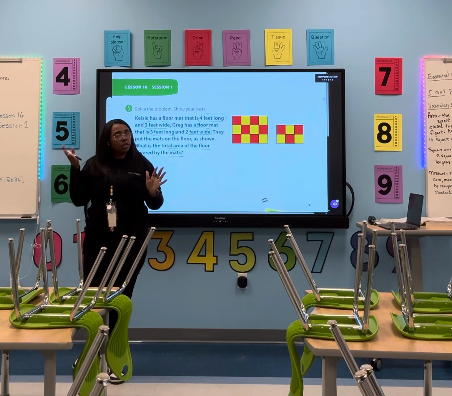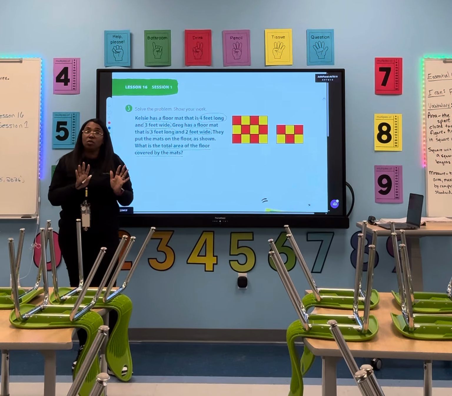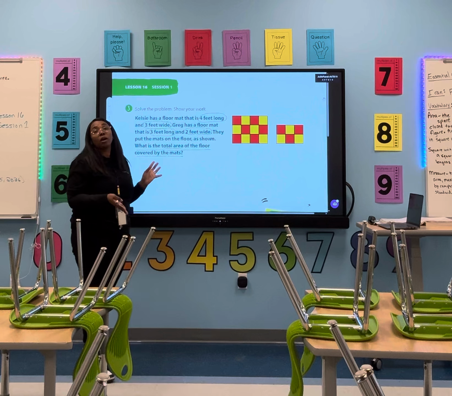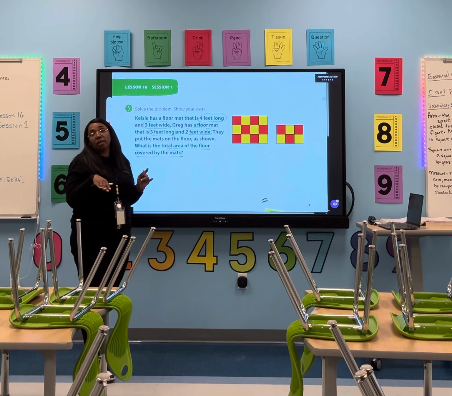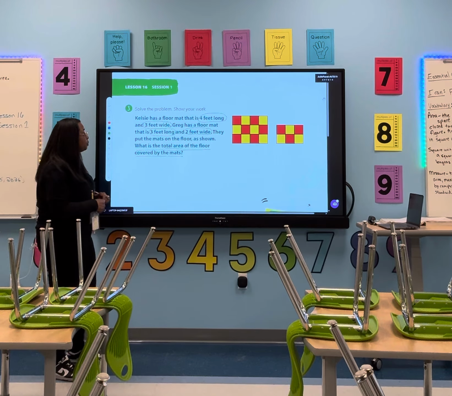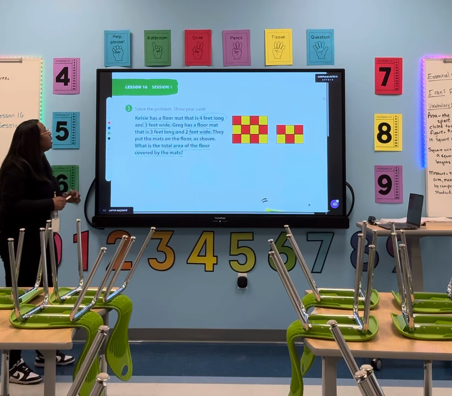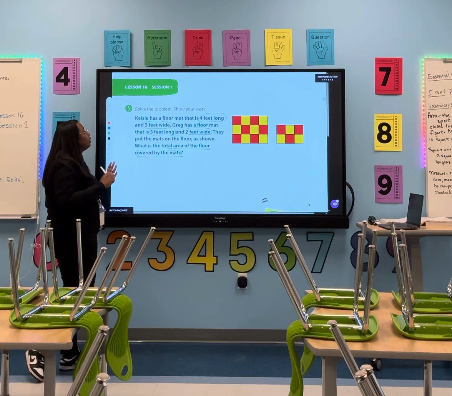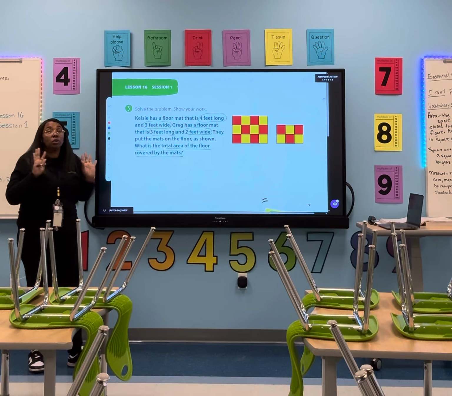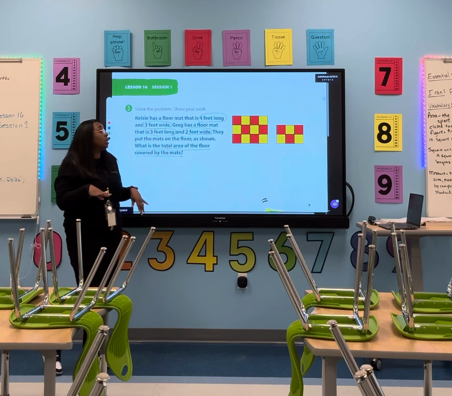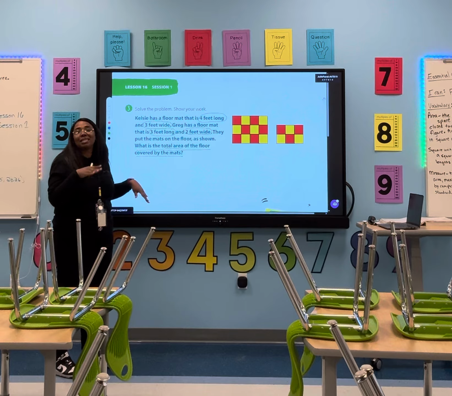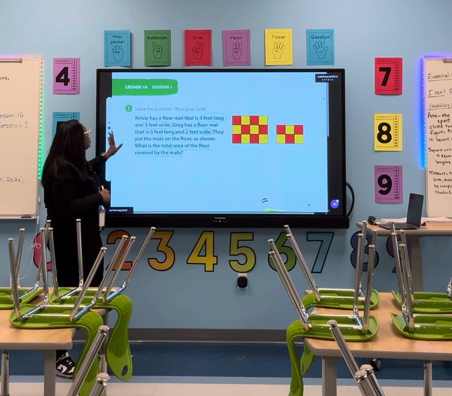Now you can go the extra step and do a check if you like. But I'm not going to do a check for this one because number 4 is gonna ask us to come back and do a check. So I'm gonna wait to do my check when I get to number 4. So let's go ahead and keep going with this one. So it says, Kelsey has a floor mat that is 4 feet long. Anytime we start with our problem, Ms. Newman likes to go in and circle her important numbers and underline her question. And then I go back to the beginning and go sentence by sentence. So let's look at our first sentence.